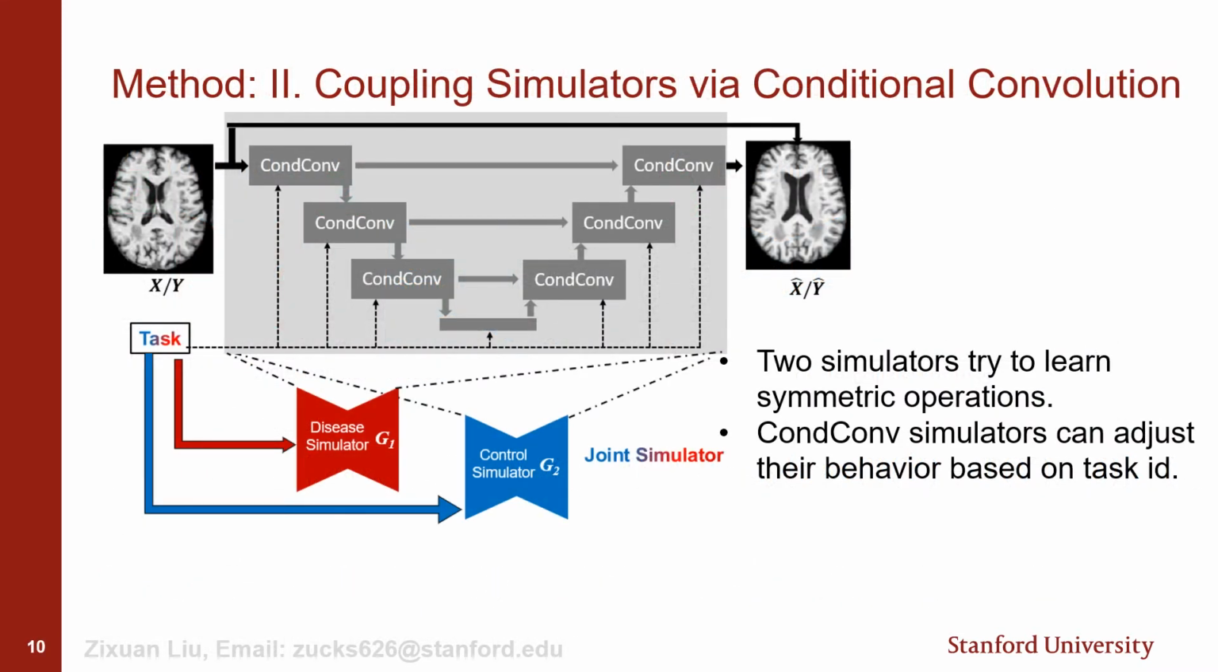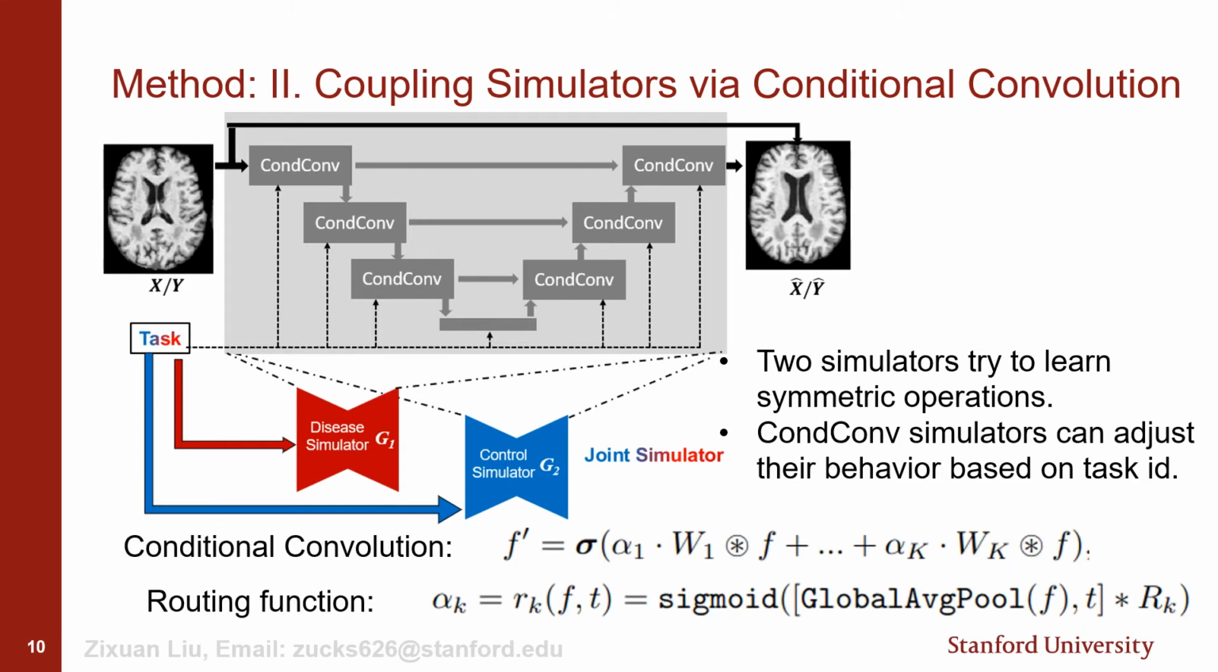Alright, the second core idea in our framework is to couple the two simulators into a unified one using conditional convolution. This is motivated by the observation that these two simulators try to learn symmetric operations, equivalently, either injecting or removing disease patterns. The idea of conditional convolution is to use multiple convolution kernels with learnable weights instead of using only one kernel in each convolution layer.